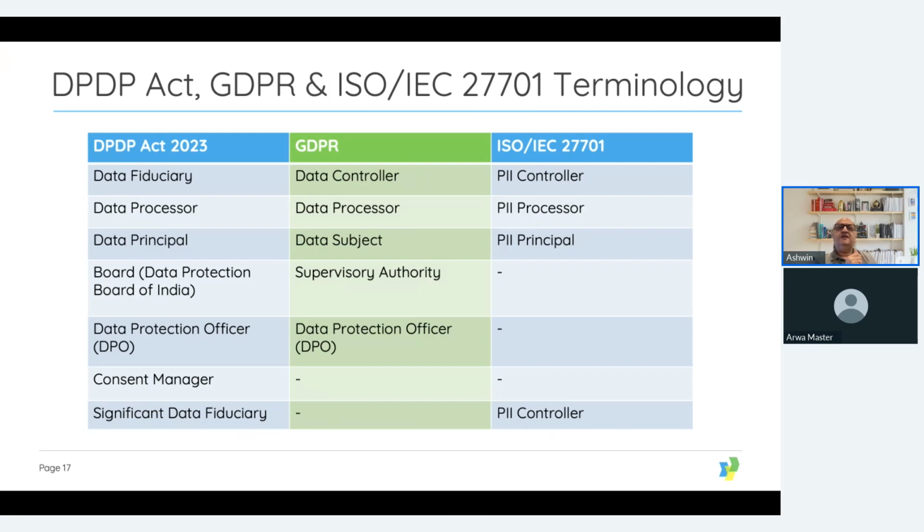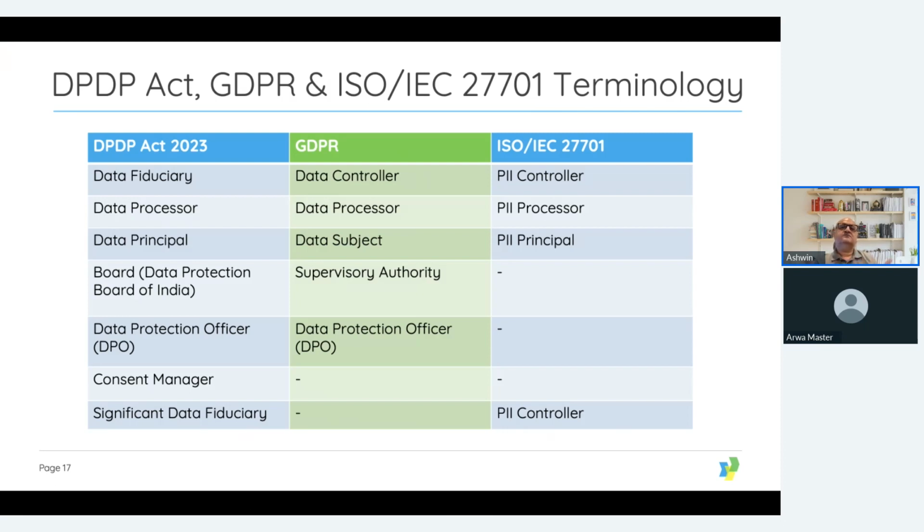The DPDP Act introduces the terminology of data fiduciary, which in GDPR terms resonates to a data controller, and even the ISO 27701 terms it as a controller. Data processor is the same, data principal is the same for ISO, but GDPR calls it a data subject. We are calling it the Data Protection Board, and GDPR calls it supervisory authority.